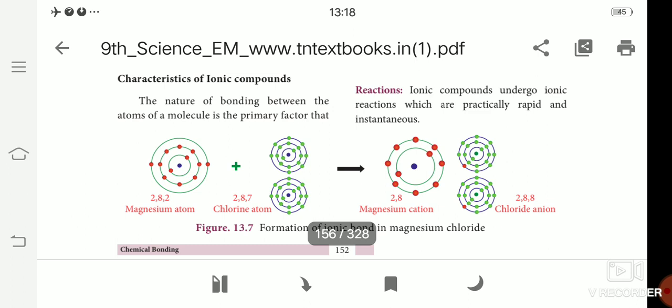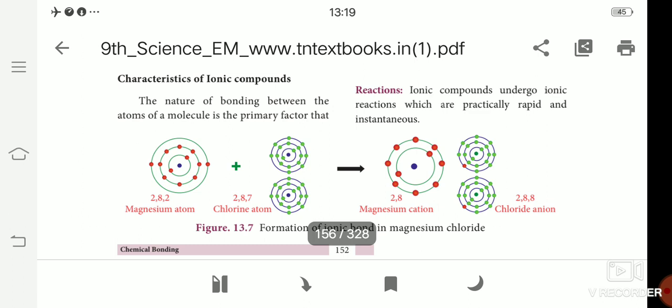In these examples, one atom gains electrons and another atom loses electrons. Otherwise, we will share the electrons, and by sharing electrons the last valence shell is completely filled. Completely filled means a stable electronic configuration. The Kossel-Lewis approach is based on electronic configuration.